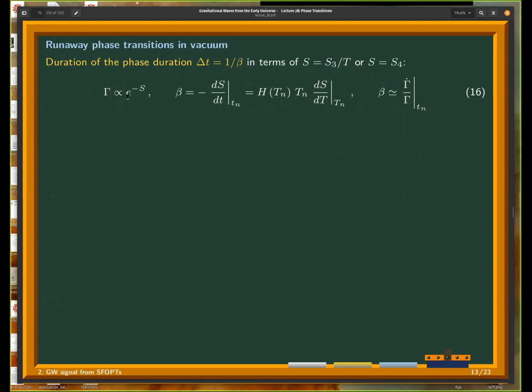So you don't bother about the time derivative of the prefactor, you just look at the time derivative of the exponent of the exponential factor here. And then beta is defined as the time derivative of S. This can be either S4 for the quantum tunneling, or it can be S3 over temperature for the thermal fluctuations. And then typically the time derivative is always rewritten as a temperature derivative, which just gives you these extra prefactors here. And Tn is the temperature at the time of bubble nucleation.